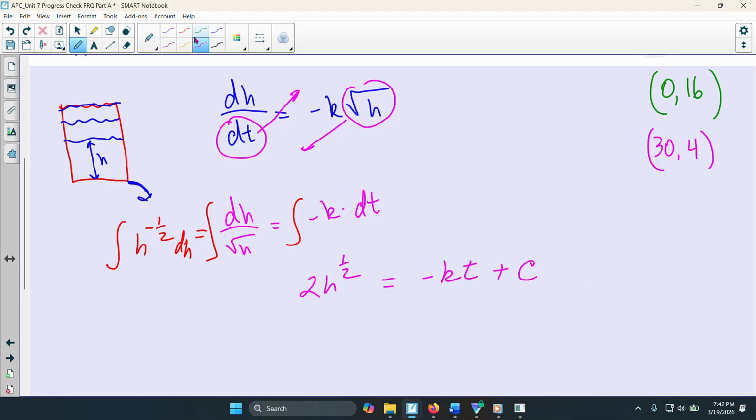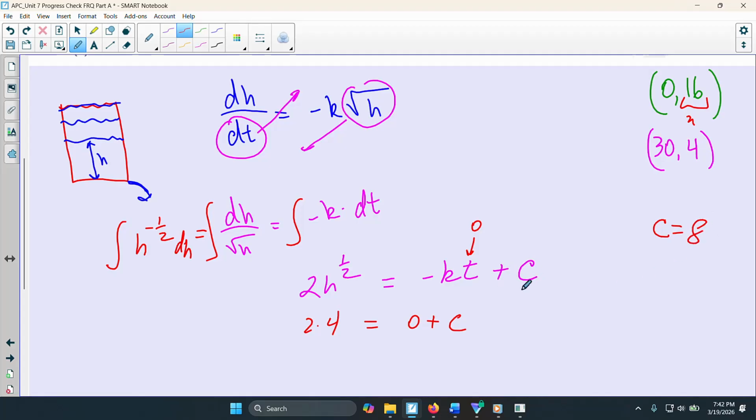Okay, now what? Well, we're going to use one of these conditions, and the easier one is clearly this one with a 0 in here. It's really nice. You plug 0 in here, and you're going to get to solve for letter c. So plug in 0 in here, what are you going to get? So go ahead and do that. 0 in here, and 16, this is your h. So 2 times square root of 16, which is 4. So 2 times 4 equals k times 0, which is 0, plus c. So clearly, I'll do it on the side, c must equal 8.